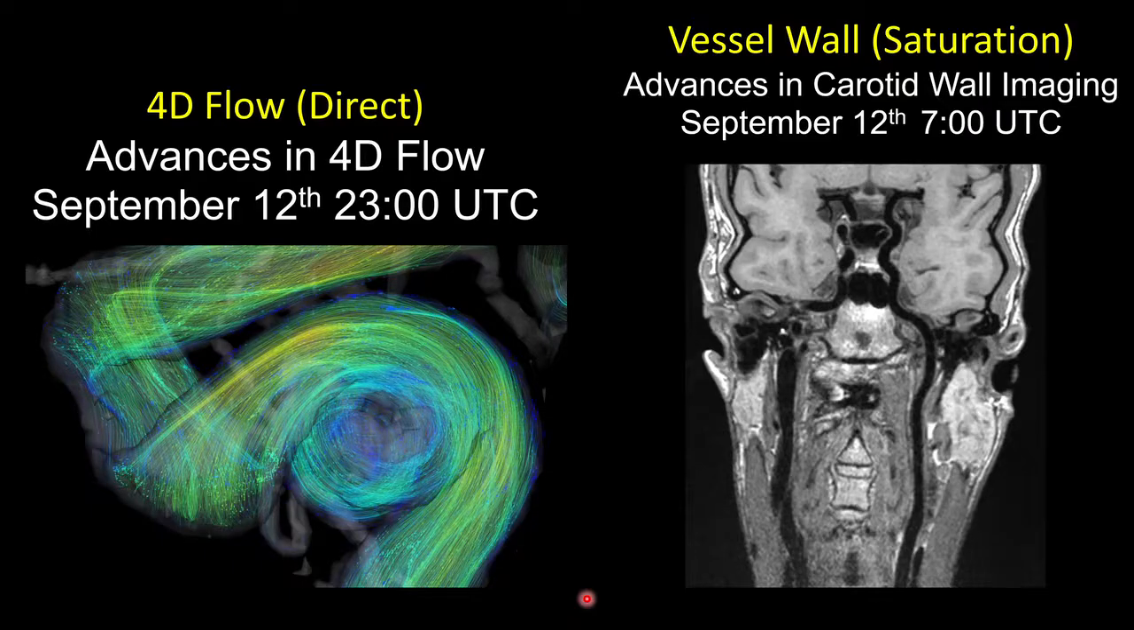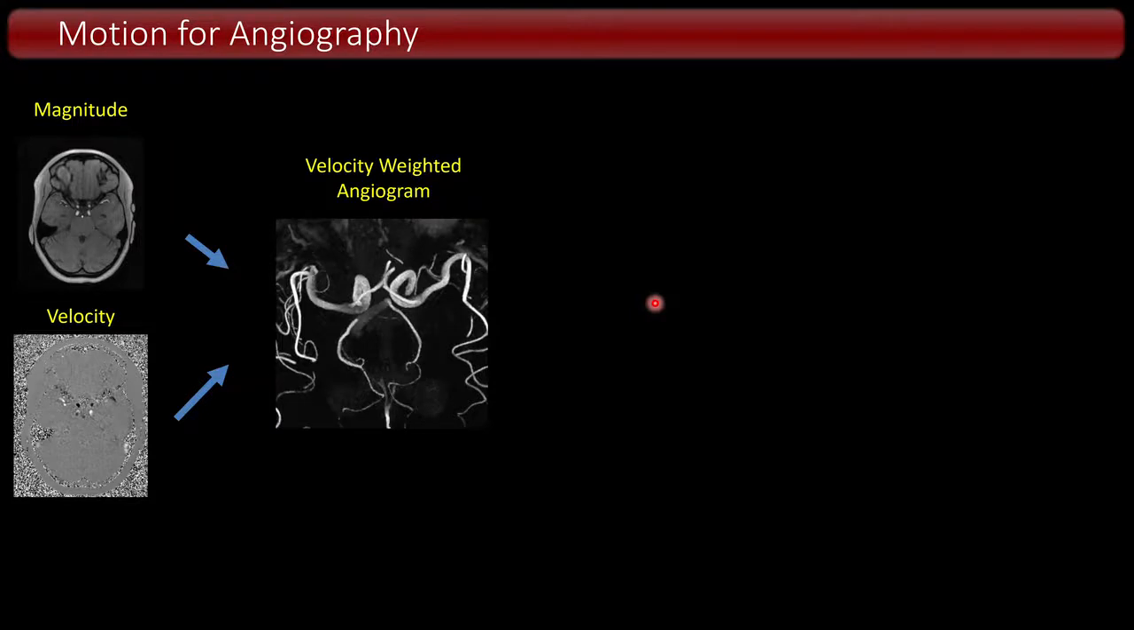Finally, I'd just like to briefly touch on motion encoding. Now there are 2 great talks and sessions that are coming up, or 4 talks and 2 sessions that are coming up on the 12th, both with 4D flow and carotid wall imaging, which we'll see in more detail. But I should say that there are techniques in angiography here, not just for the quantitation and vessel wall characterization.